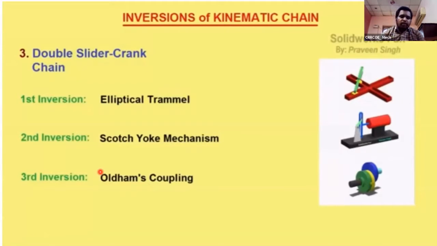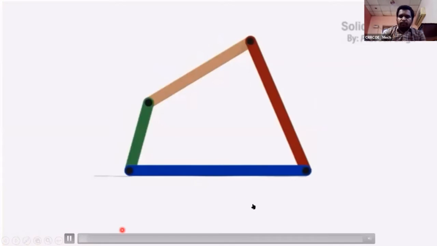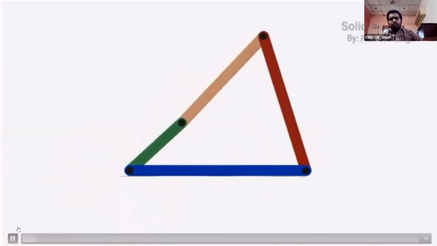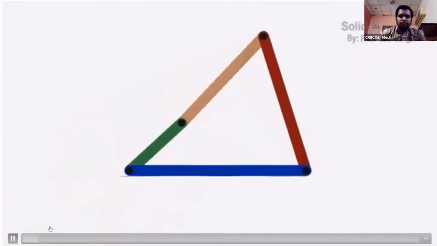Now you can see the different inversions of these simple mechanisms. This is the four-bar chain mechanism because we have four links. The link which rotates a complete revolution about a certain point is called the crank, and the link which oscillates is called the lever, and there is a connecting rod, the coupler, between the crank and lever.